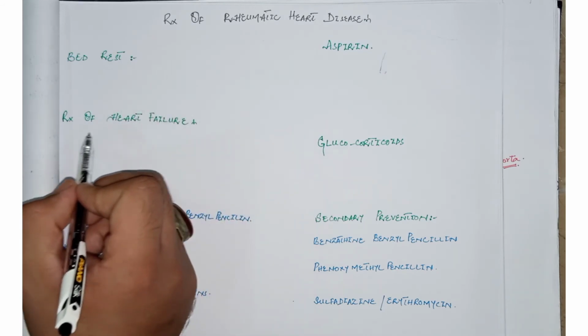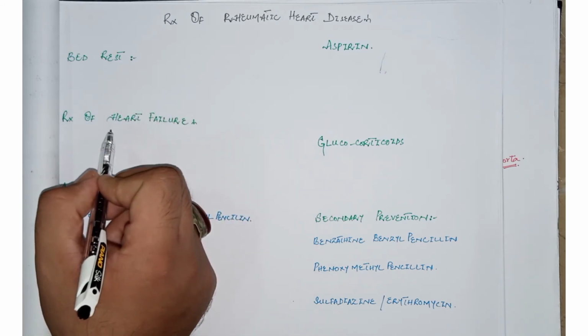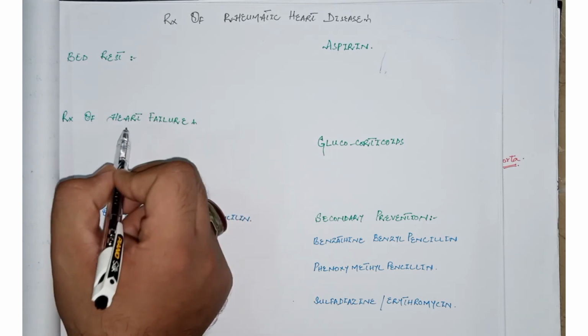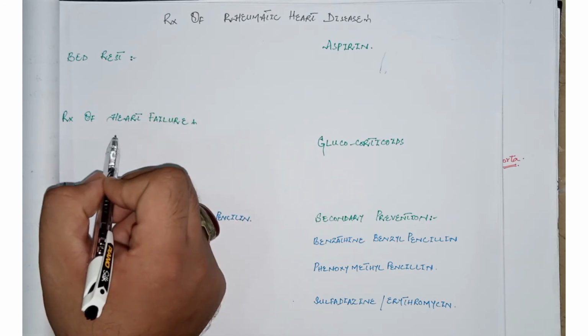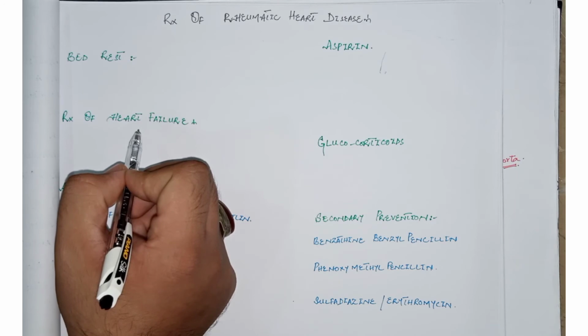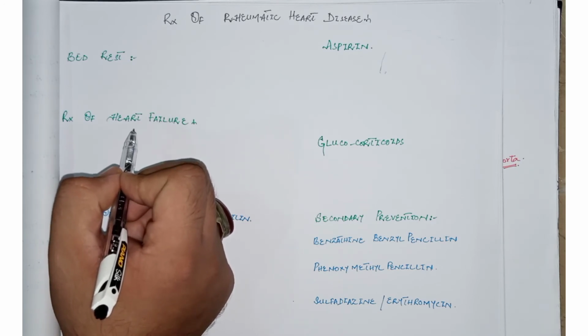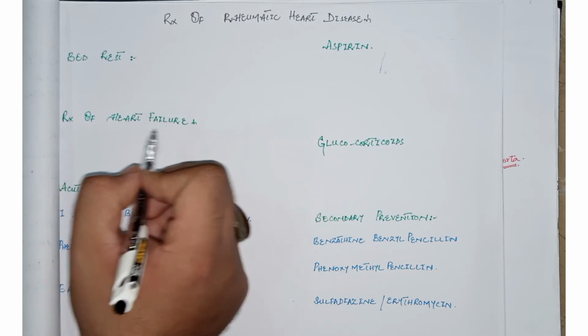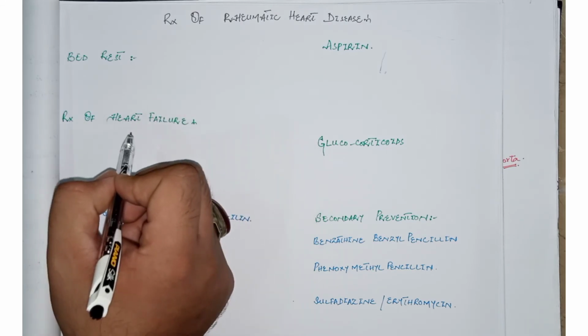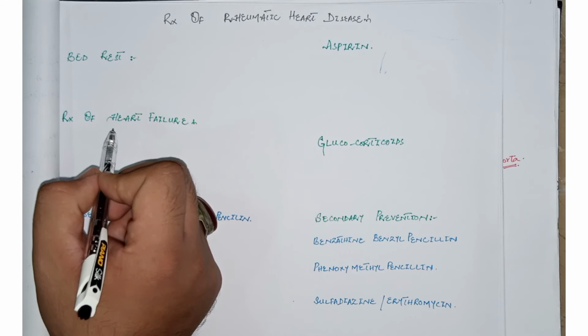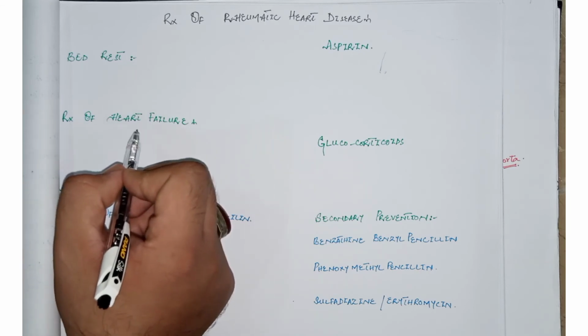Now come to the next management step, that is treatment of heart failure. Medical treatment is important at the initial stages, like ACE inhibitors, angiotensin receptor blockers, and beta blockers, and in severe cases, spironolactone, which is basically an aldosterone antagonist, and in severe cases, valve replacement by surgery is needed. So this is management of heart failure.